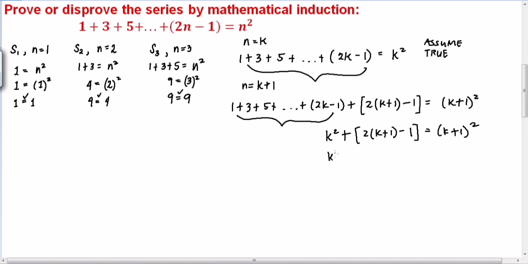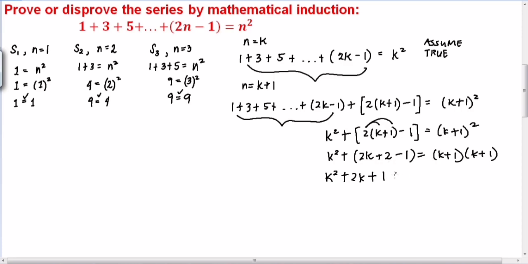Algebra lang to, guys. So, k squared plus, so ito, syempre, tanggalin natin itong parenthesis by distributing the value of 2. So, 2 times k would be 2k. Ayan. 2 times 1 would be 2. And then, minus 1. Ayan, copy lang siya. Wala naman siya sa parenthesis. Okay? So, nawala na yung parenthesis na to. Okay? Equals, ito, FOIL nyo lang. Ibig sabihin yan, k plus 1 times k plus 1. Okay? So, since positive naman to, we can simply remove the parenthesis. So, k squared plus 2k plus, so ito, add nyo na siya. 2 minus 1 is 1.